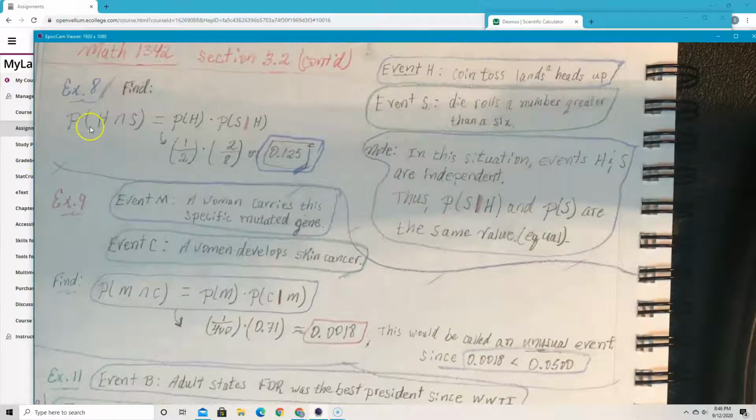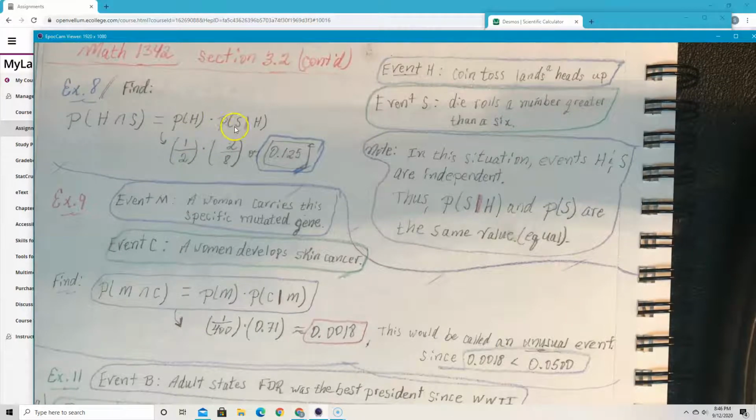Okay, so the probability of event H and event S occurring equals, by the probability formula, the probability of the first event occurring, which is the probability of H occurring, which is the probability the coin toss lands heads up. And if it's a fair coin, it's either going to land heads or tails. So we say there's 1 chance out of 2 that it'll land heads up.